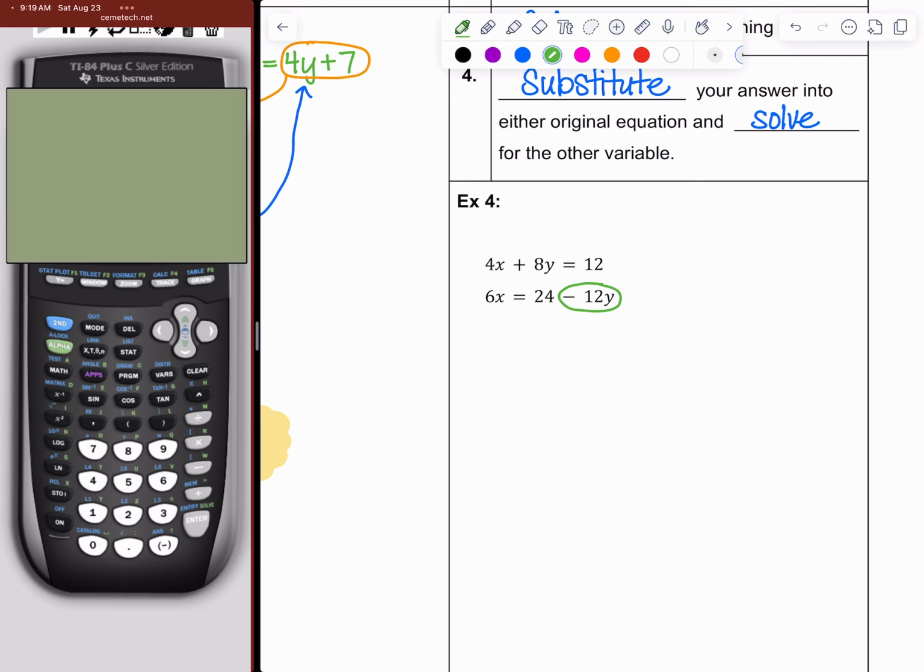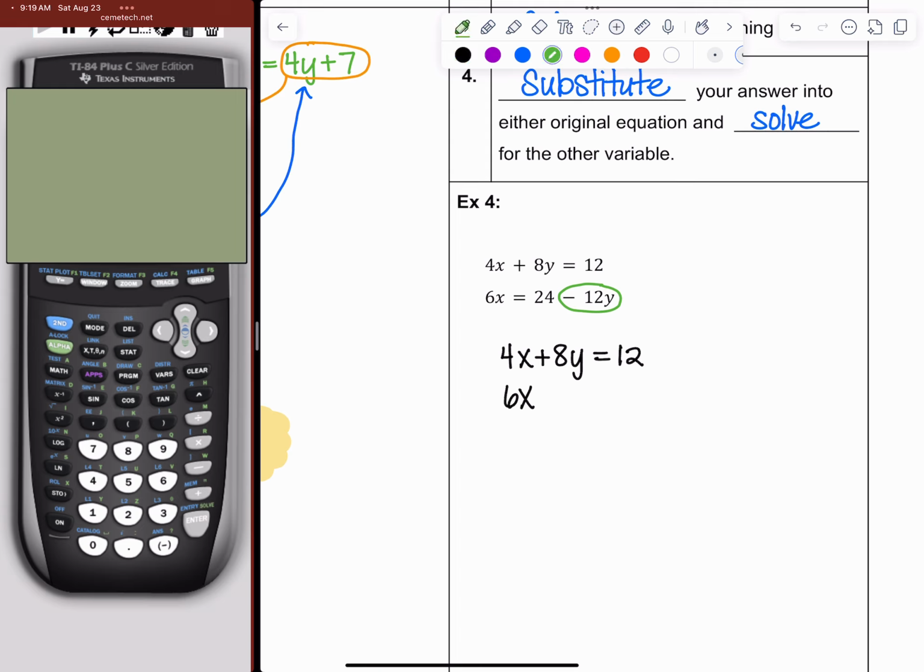And then my 12 is on the right, that's my constant, and the other constant in the bottom equation is 24, so those are both on the right hand side. So it looks like I only need to move the negative 12. So that's going to be 4x plus 8y is equal to 12. And then we're going to have 6x plus 12y is equal to 24. Now everything is lined up.